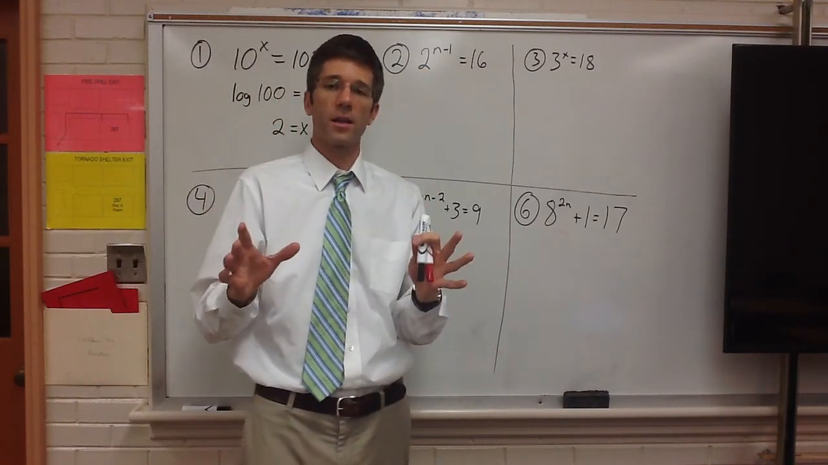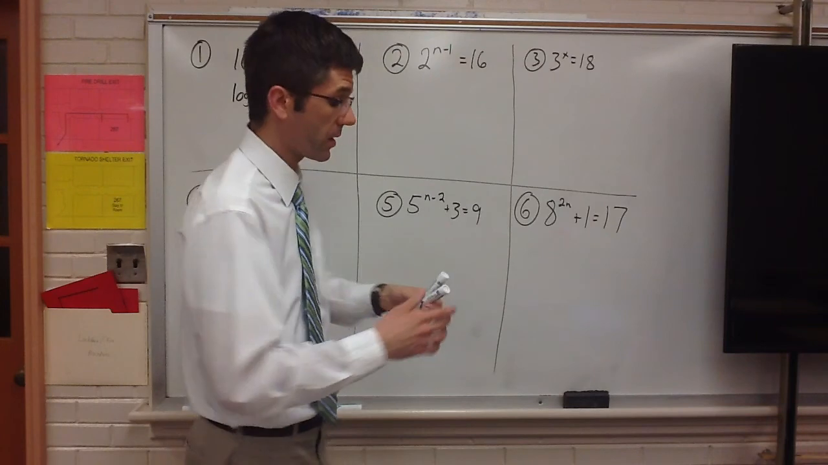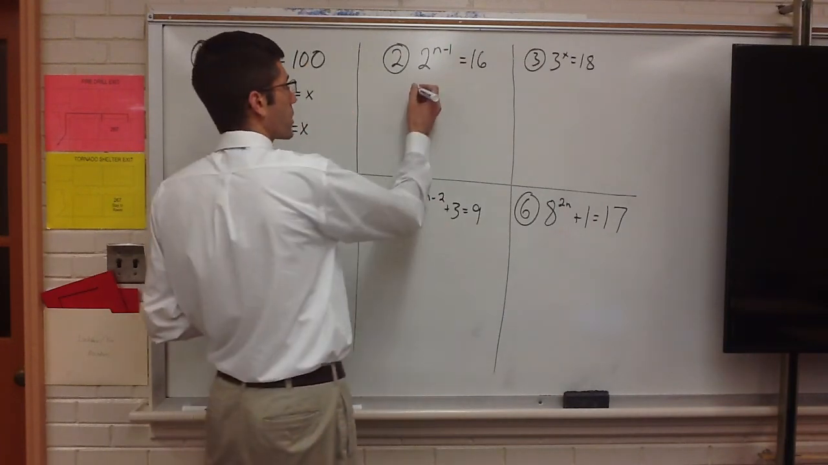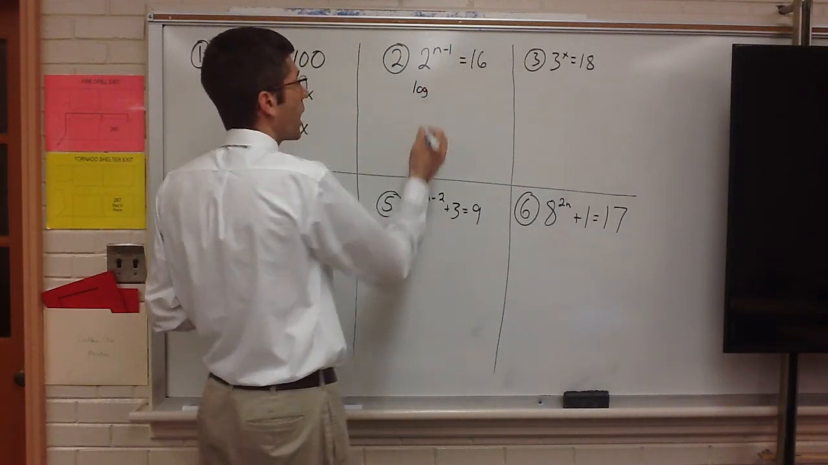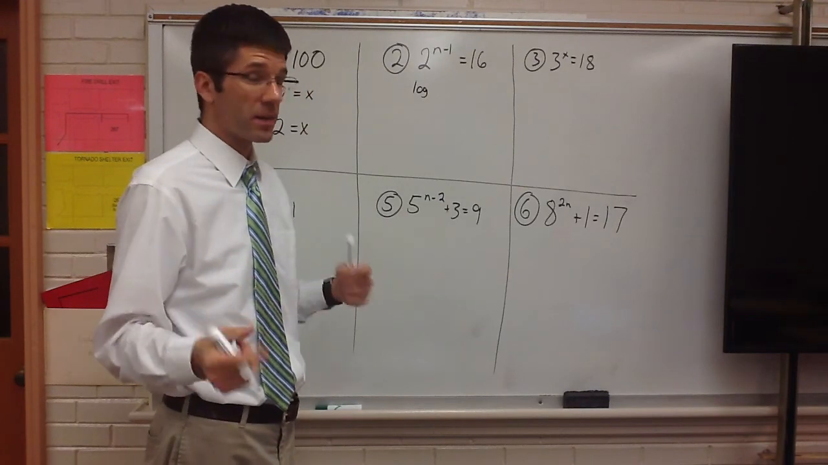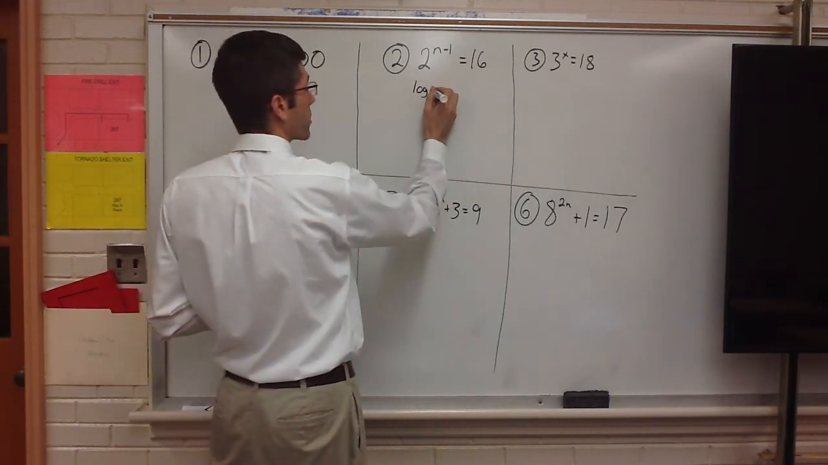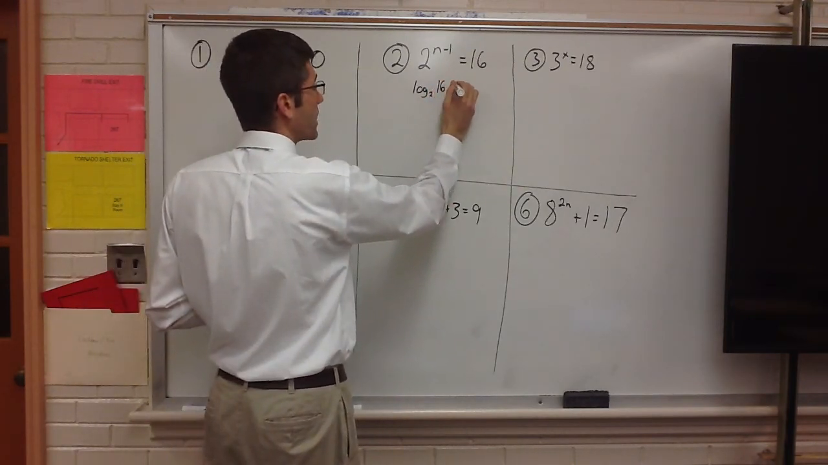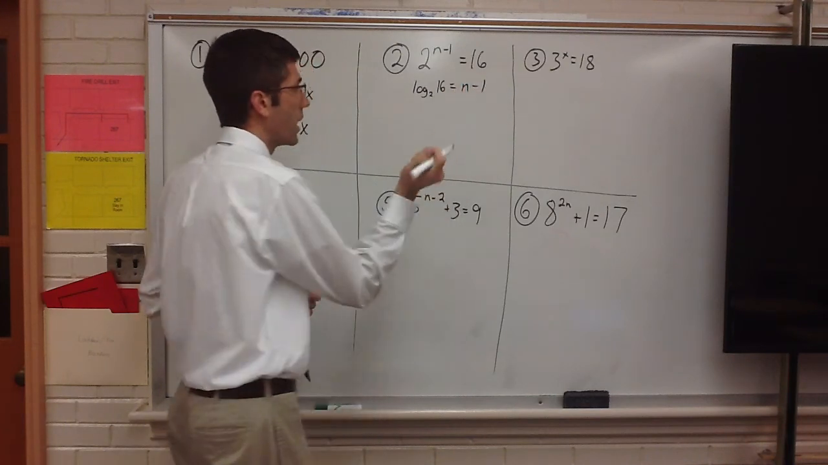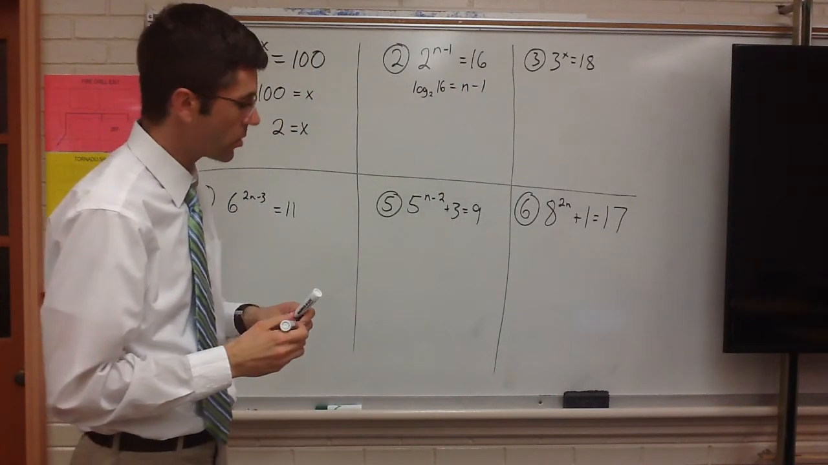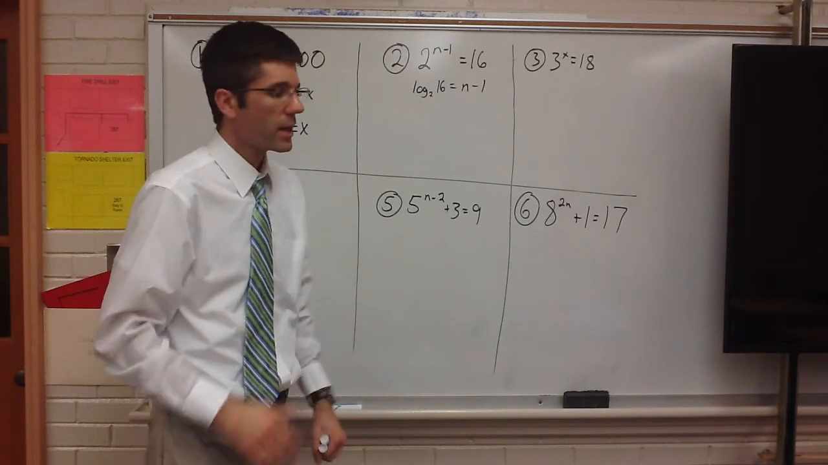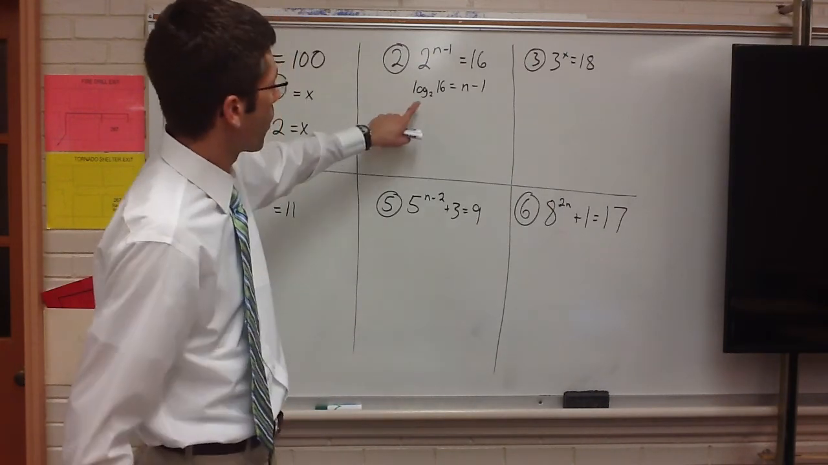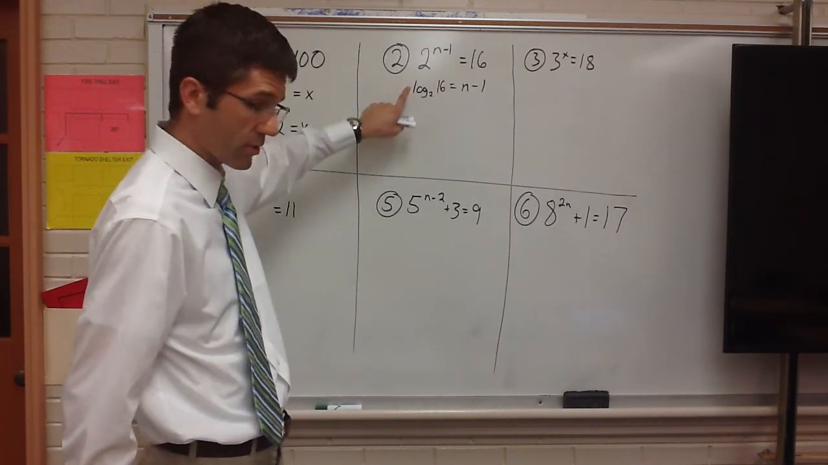Now, not all of them are that intuitive, and that might not have made sense. Maybe it did, maybe it didn't. But we're going to rewrite it using the hints up at the top. This is exponential form from the very beginning, so we're going to write it as a log. Log base 2 of 16 is equal to n minus 1. And we're going to solve that. Now, you've done this. You know what you're doing. So what we need to do is figure out what this is, and it is 4.